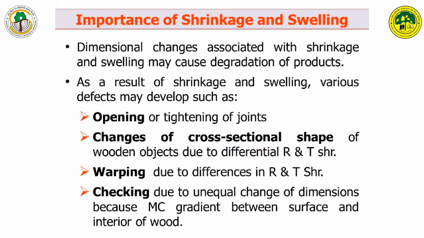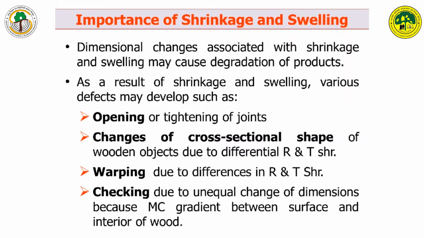When furniture is there, and because of the change in the weather condition, sometimes we might encounter that the joints of our furniture are loose. This happens because of the shrinkage or swelling of the wood. And then changes in the cross-sectional shape of the wood. Then warping takes place because of the difference in the radial and tangential shrinkage.